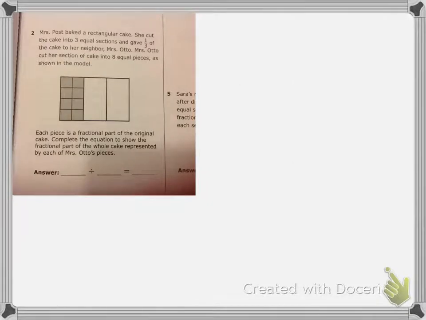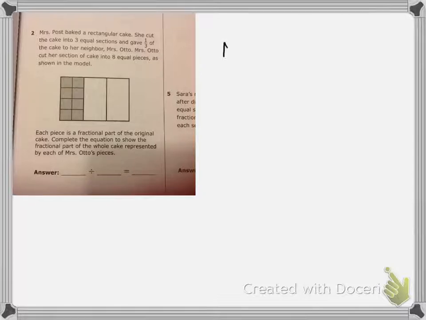Mrs. Post baked a rectangular cake. She cut the cake into 3 equal sections and gave 1/3 of the cake to her neighbor, Mrs. Otto. Mrs. Otto cut her section of the cake into 8 equal pieces, as shown in the model. Each piece is a fractional part of the original cake. Complete the equation to show the fractional part of the whole cake represented by Mrs. Otto's pieces.